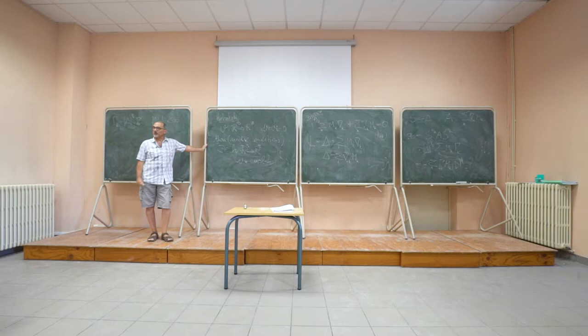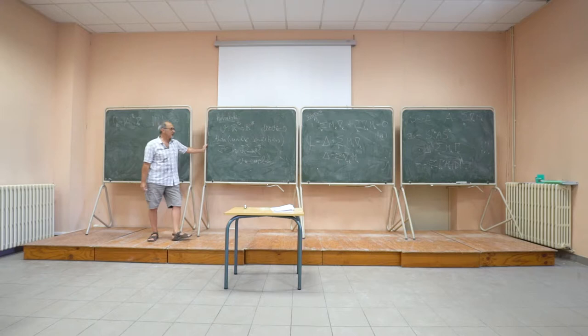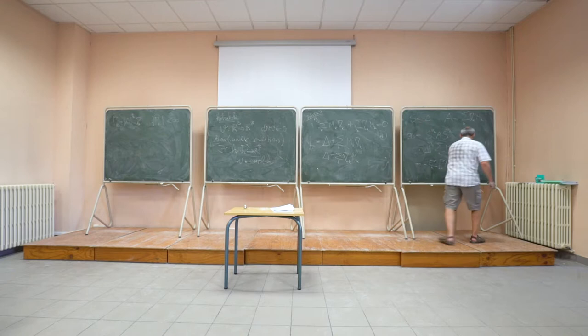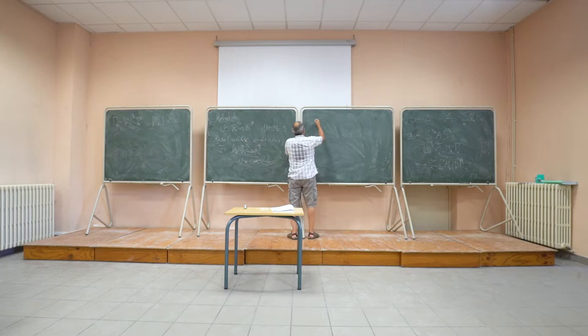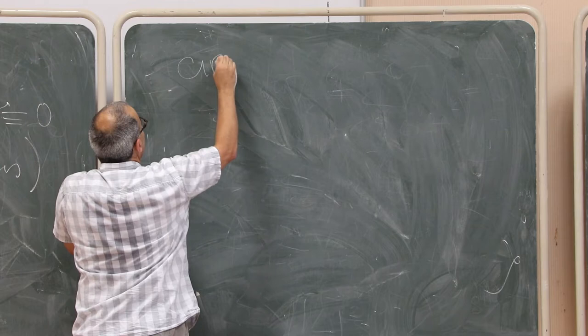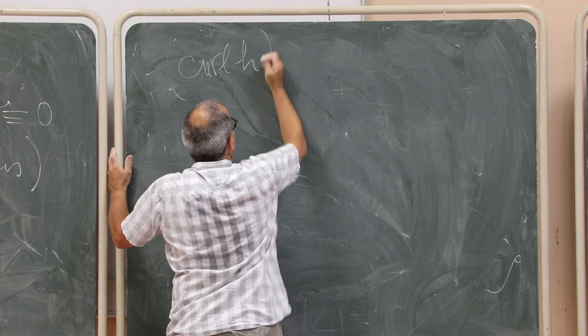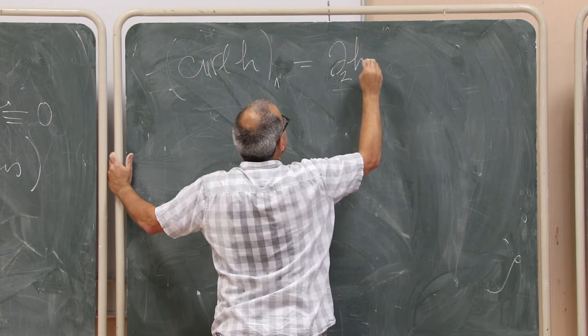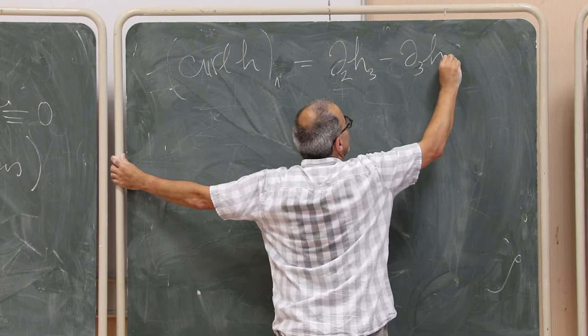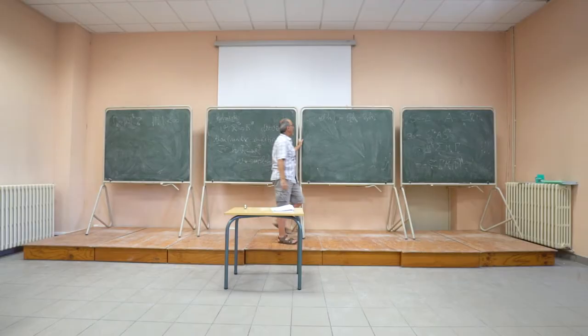Does anybody know what the curl of a vector field is? Nobody knows? Some know, some don't. So the curl of H is a vector field. The i-th component, the first component, we have three components, is D2H3 minus D3H2, and rotate the rest. Is it clear what I'm writing?